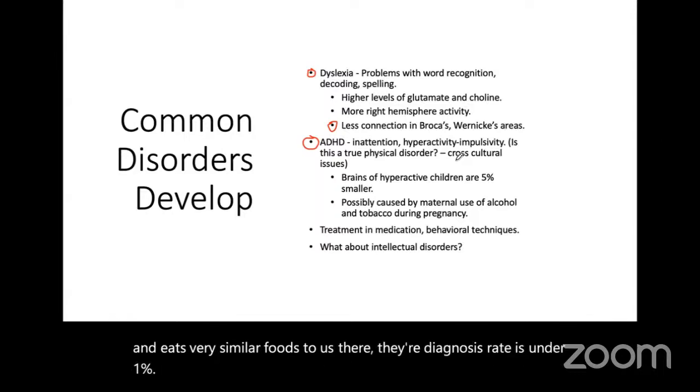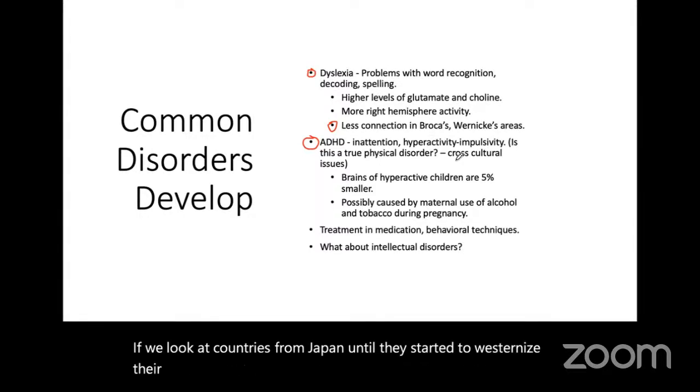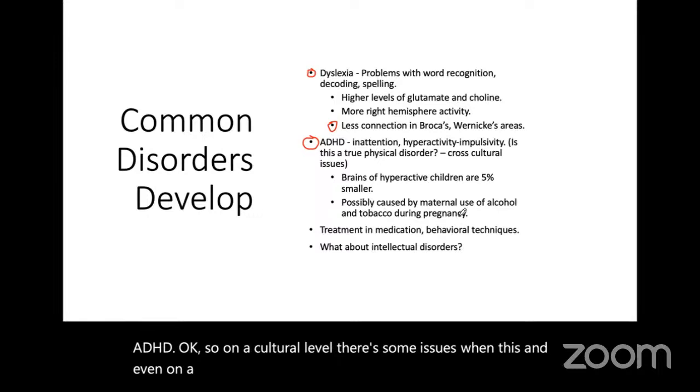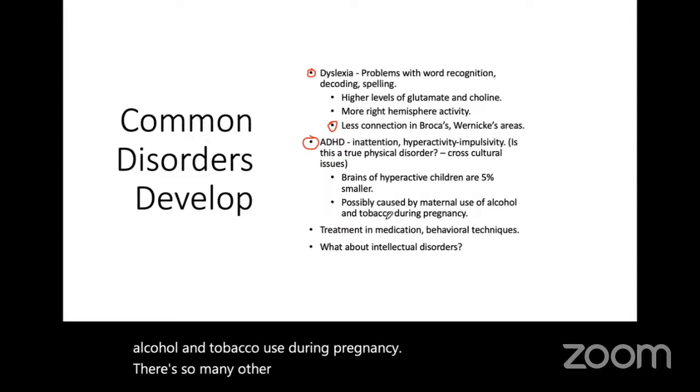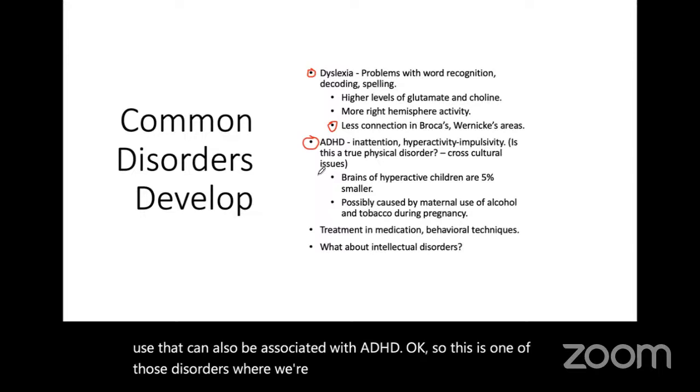If we look at countries like Japan, until they started to westernize their education system, before the 1990s, they had 0 cases of ADHD. Okay, so on a cultural level, there are some issues. And even on a toxin level, when we look at possible causes, such as alcohol and tobacco use during pregnancy, there are so many other variables that play into alcohol and tobacco use that can also be associated with ADHD. So this is one of those disorders where we're still not sure what the causal aspect is.